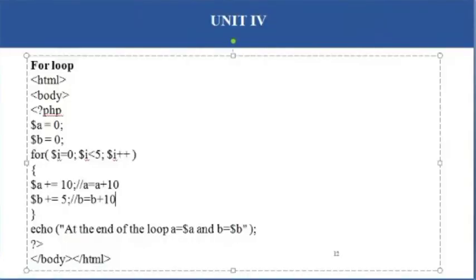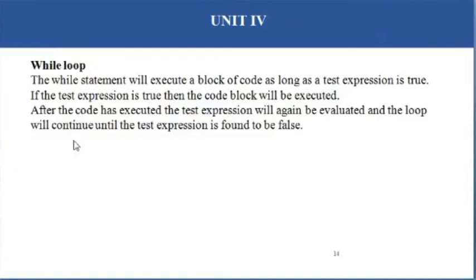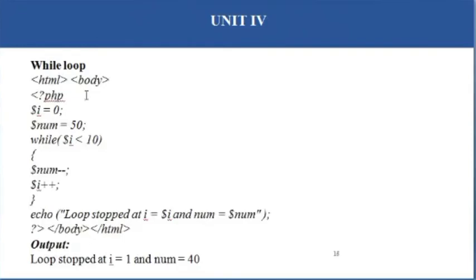We continue with the next loop, the while loop. While means it checks the condition, and if it is true, only then does it enter the block. Otherwise, it skips the block. Here is an example for our while loop. I is initialized as 0, num is initialized as 50. It checks whether I is less than or equal to 10. Yes, I's value is 0, and the condition is true.